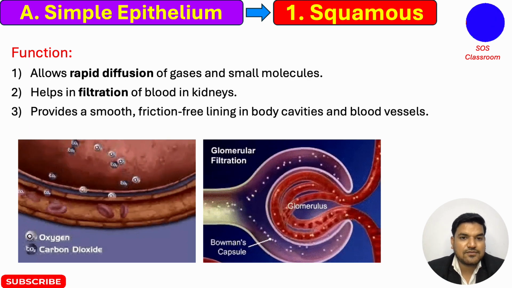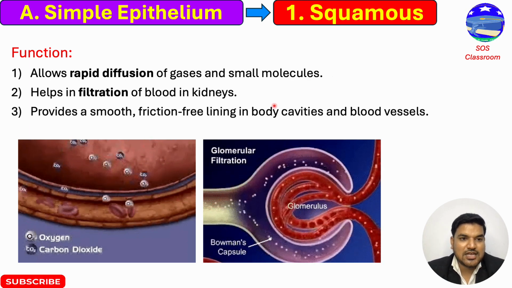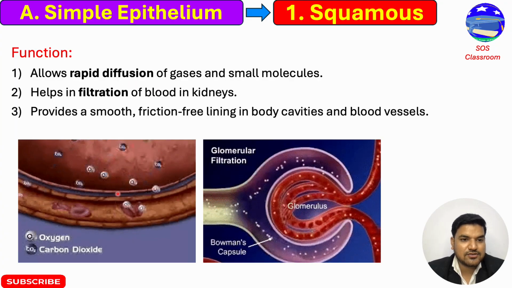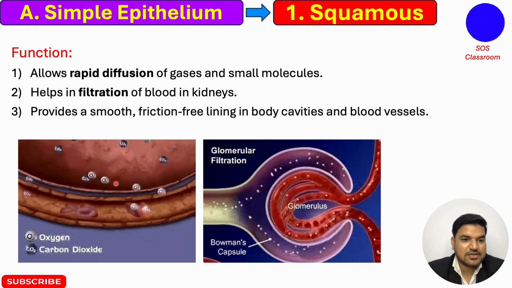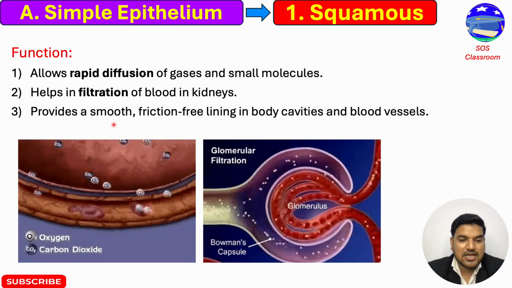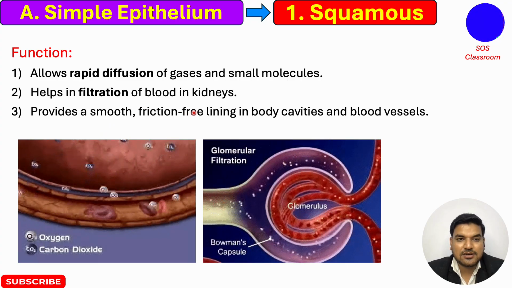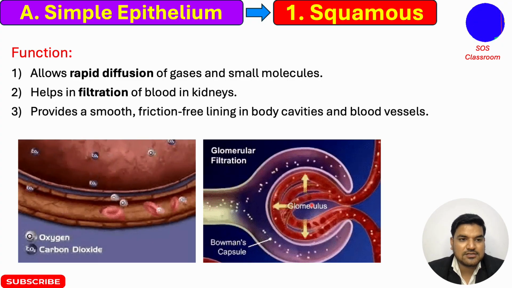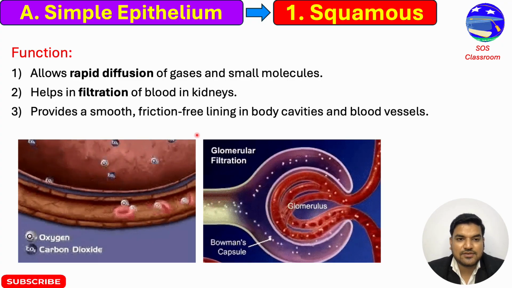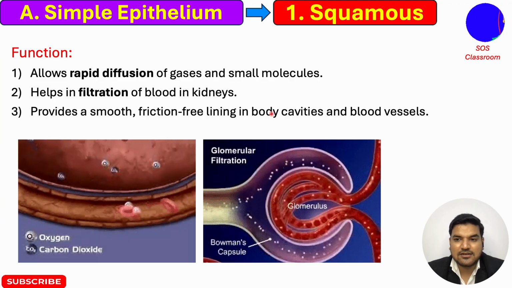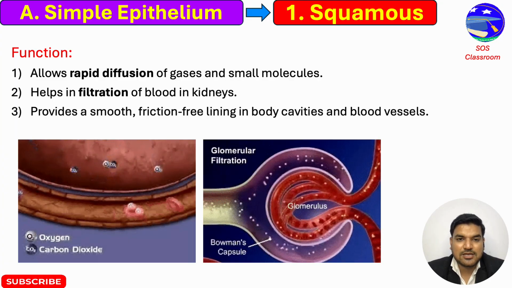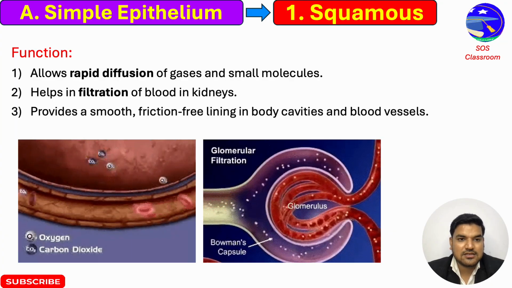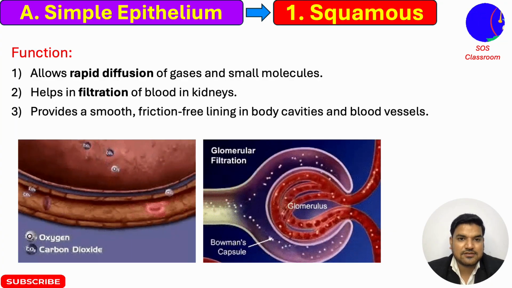So what is the function of squamous? Squamous is helpful for rapid diffusion and exchange of gases. You can see this is the exchange of gases in the alveoli, and it is helpful for filtration of the blood in the kidney. You can see this is the filtration from the glomerulus, and it provides a smooth, friction-free lining in the body cavities and blood vessels. So squamous epithelium tissue is basically helpful for the exchange of gases in the lungs and filtration in the kidney.